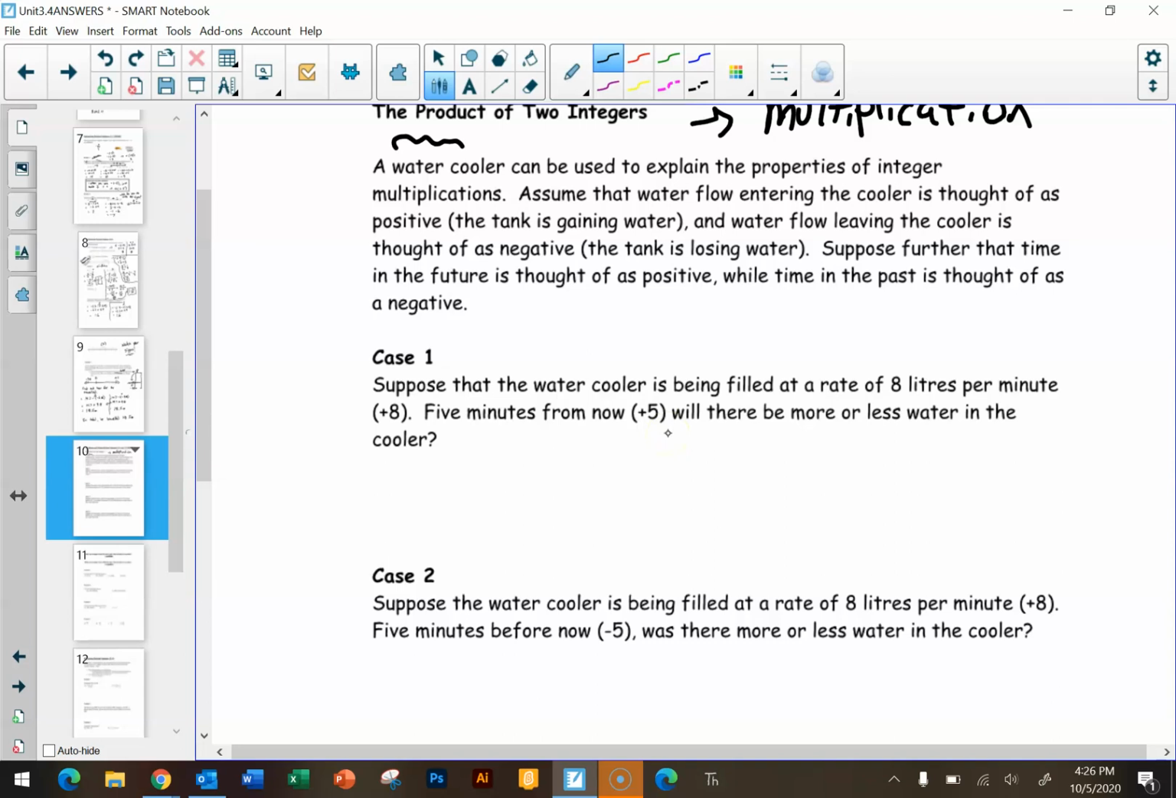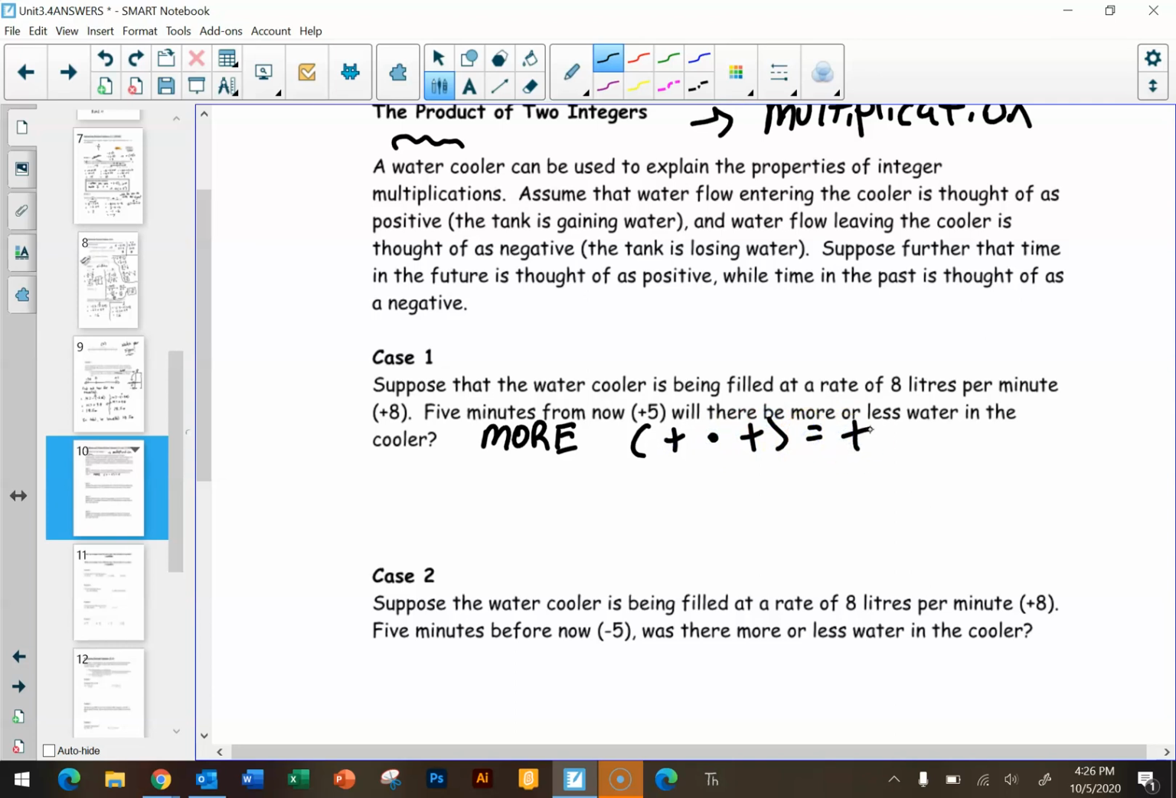So is there going to be more or less water in the cooler? Now, we don't necessarily have to say how much more water there is in the cooler. We could pretty much answer this right away just by saying more, because there's more water flowing in and time is moving forward. So they're both positives. So I could say, positive times a positive equals a positive. So it's clearly going to be more.